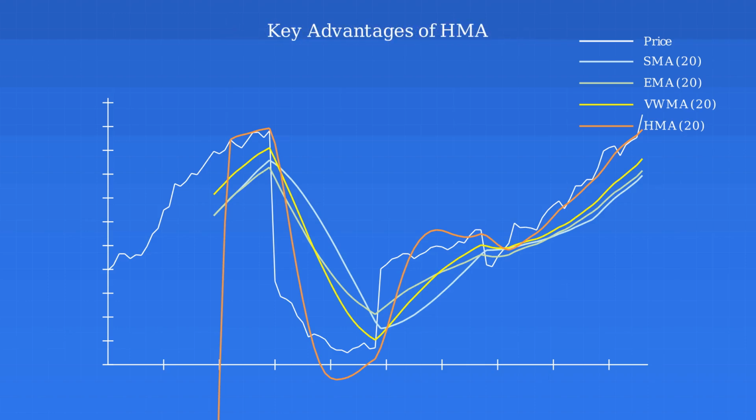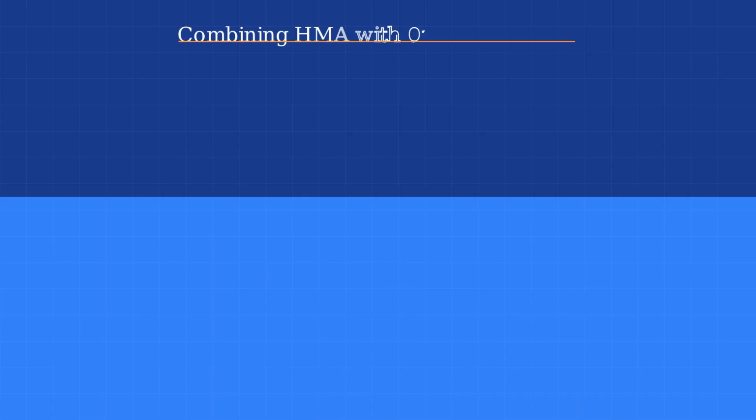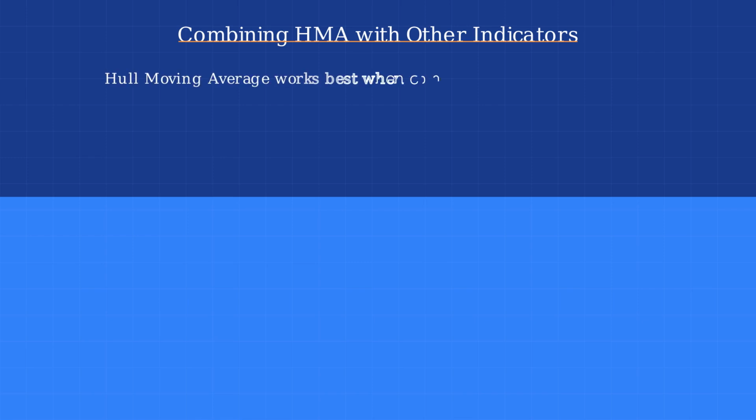To summarize, the Hull Moving Average offers several key advantages over traditional moving averages. These advantages make the Hull Moving Average particularly useful for traders who need to identify trend changes early while still filtering out market noise. The Hull Moving Average becomes even more powerful when combined with other technical indicators.